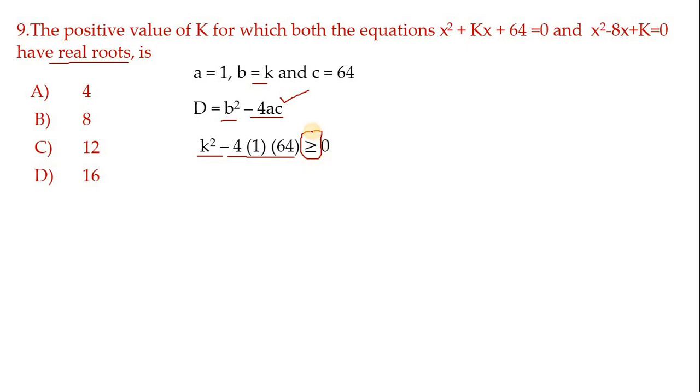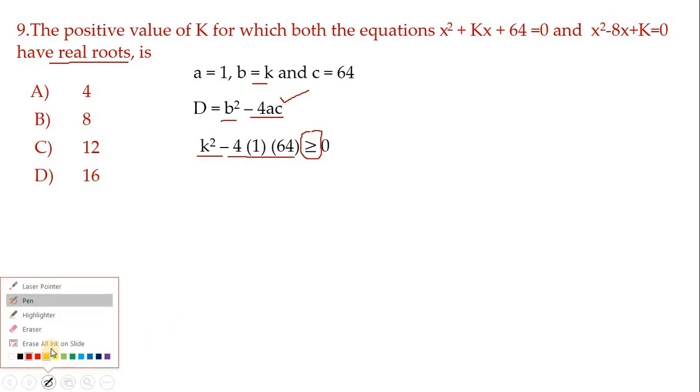Why have I written greater than or equal to 0 here? Because I'm repeating again, real roots are possible when D is greater than or equal to 0. If D is less than 0, real roots are never possible. Hence I have used both the symbols together, because it helps us to solve quickly.